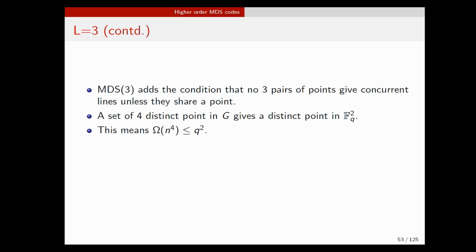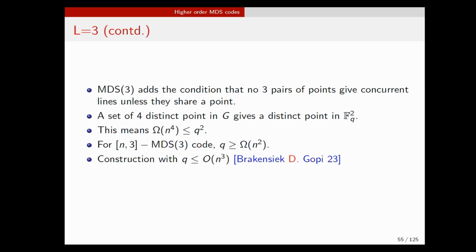Because for 4 distinct points, you can pick about n to the 4 of those, and the number of points in my field is Q squared. That gives us a nice field size lower bound: Q is at least n squared. And at least right now, we have explicit constructions where Q is at most n cubed. It's still a nice open problem.